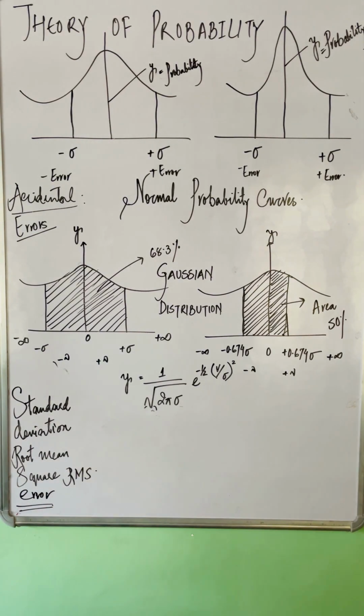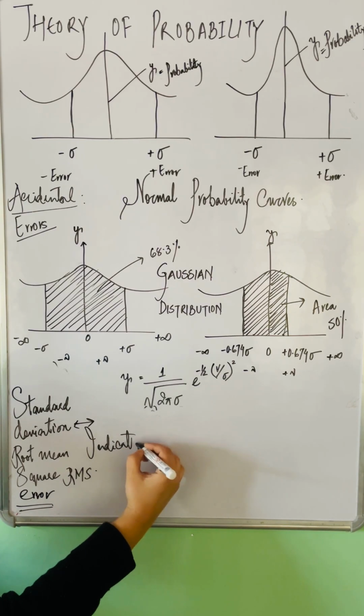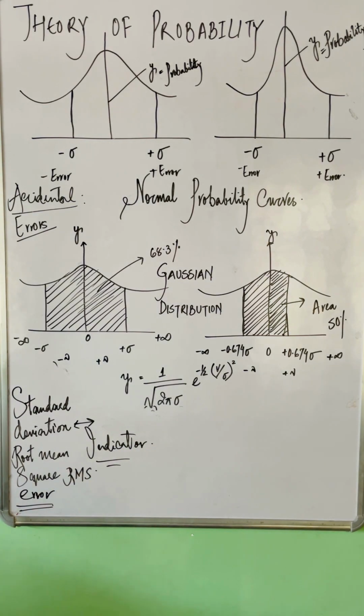So standard deviation is also known as the root mean square error of a measurement, and the standard deviation is normally used as an indicator to describe the reliability of a set of repeated measurements. This must be noted: standard deviation is an indicator, and to describe what? The reliability of a set of repeated measurements. Thus, the smaller the value of the standard deviation, the greater is our precision.